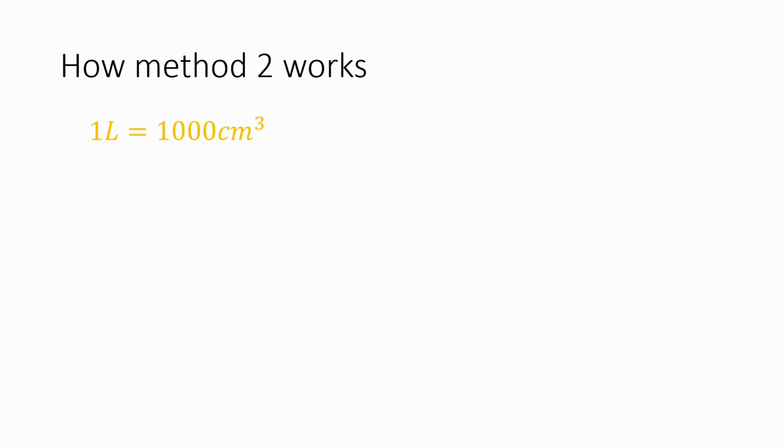However, this would be so much quicker with the concept of dimensional analysis, and I'm going to show you how this second method works. So with any conversion factor such as 1 litre is equal to 1,000 centimetres cubed, we can write that as a fraction, so 1 litre over 1,000 centimetres cubed. And that will always be equal to 1 because the numerator is equal to the denominator. 1 litre is equal to 1,000 centimetres cubed.